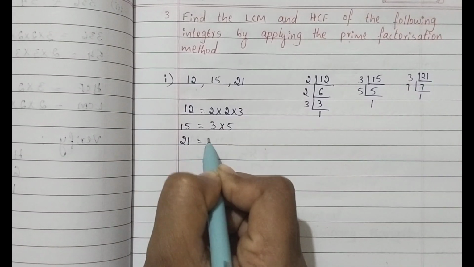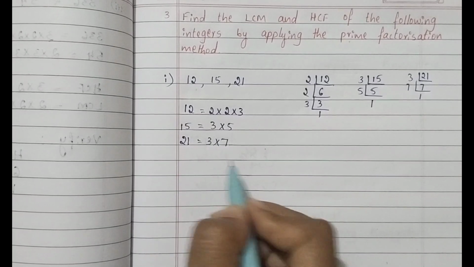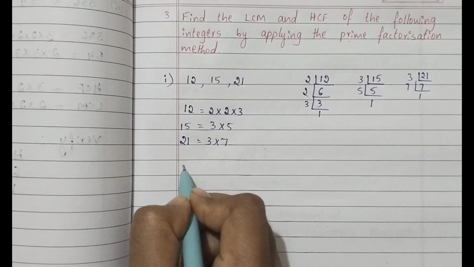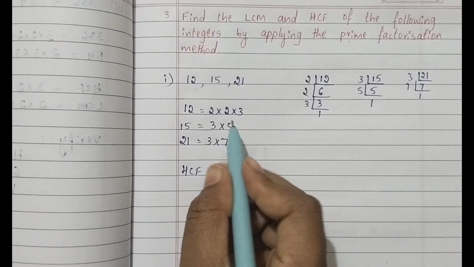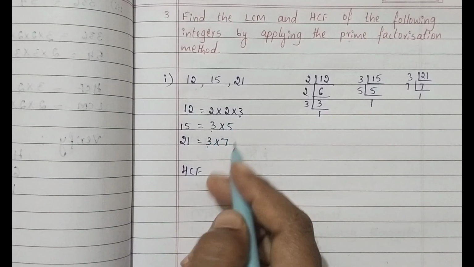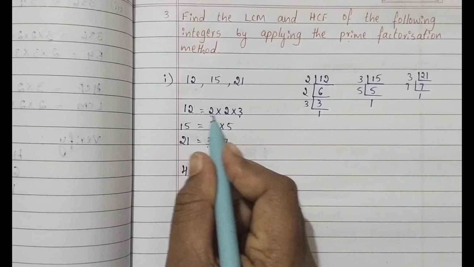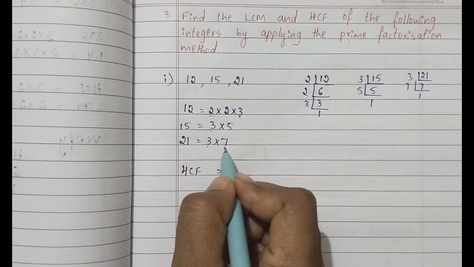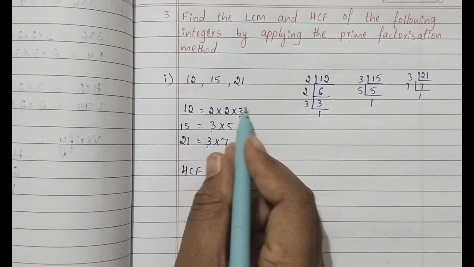Now to write the HCF, we write the numbers which must be there in the factors of all three numbers. So 3. It is there in the factors of all three numbers. If you want to find out the 7.